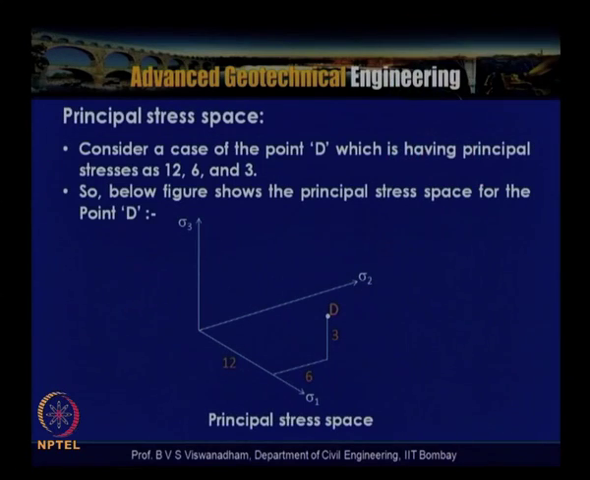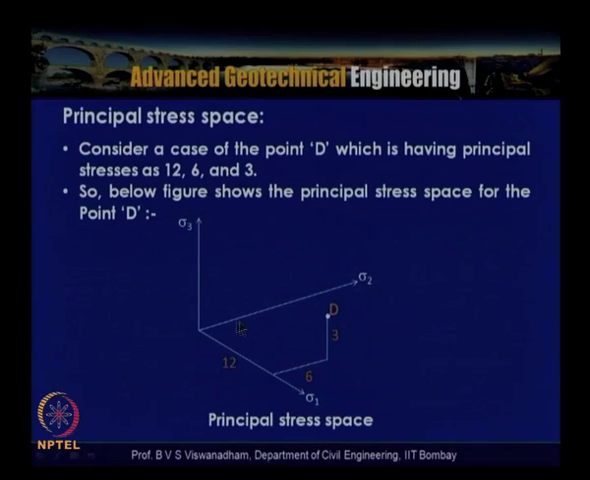Now let us consider, for example, the case of the point D, where it has coordinates of 12 units along the sigma 1 axis, 6 units along the sigma 2 axis, and along the sigma 3 axis, let us say, it has got 3 units. This can be seen from this figure here.